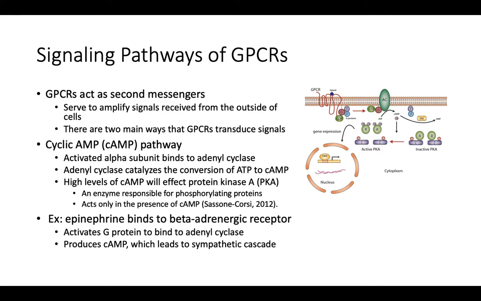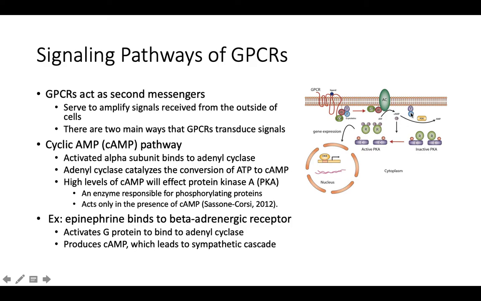But what happens is that the activated alpha subunit of the G protein is going to bind to adenyl cyclase. You can see that right here. It binds to the GTP, dissociates, jumps over here, binds to the adenyl cyclase. And that adenyl cyclase is just a machine, an enzyme that's going to take ATP from the cell and convert it into cyclic adenosine monophosphate. And that's going to be a second messenger.